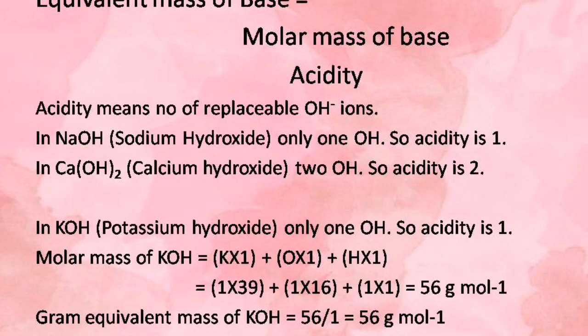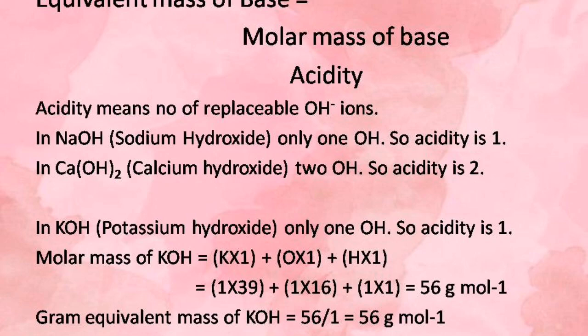Now equivalent mass of base, formula for that: molar mass of base divided by acidity. What does acidity mean? The number of replaceable OH minus ions is called acidity. In sodium hydroxide, how many OH is there? Only one OH. So the acidity is 1 for sodium hydroxide. In calcium hydroxide, how many OH is there? 2. So the acidity is 2 for calcium hydroxide.